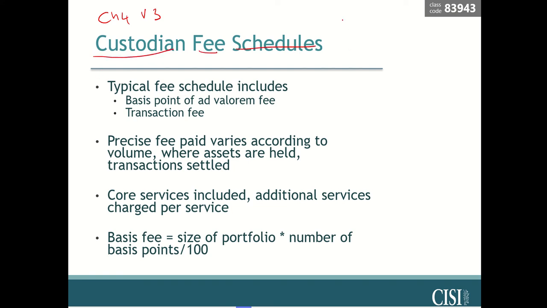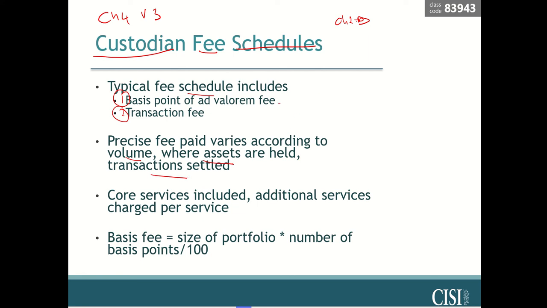So in chapter 2 we discussed what a custodian is, the services they provide, what uses they have, etc. And obviously all of that does not come for free, so the custodian would charge a fee. Generally there are two types of fees. The first one is a basis point or ad valorem fee, and the second one is a transaction fee. The precise fee that is paid changes according to the volume of the assets, where the assets are held, and the transaction settled.